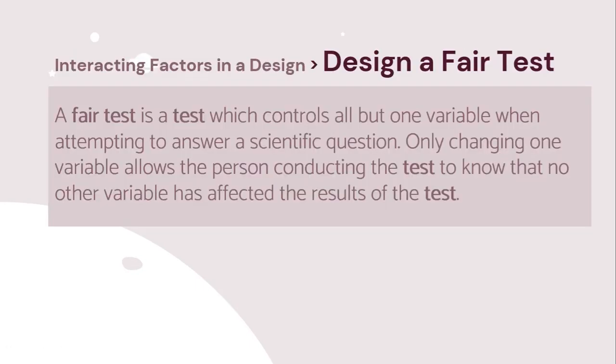Okay, in a fair test, what's going to happen? A fair test is that type wherein all the others you control, so that only the variable you are observing shows up.